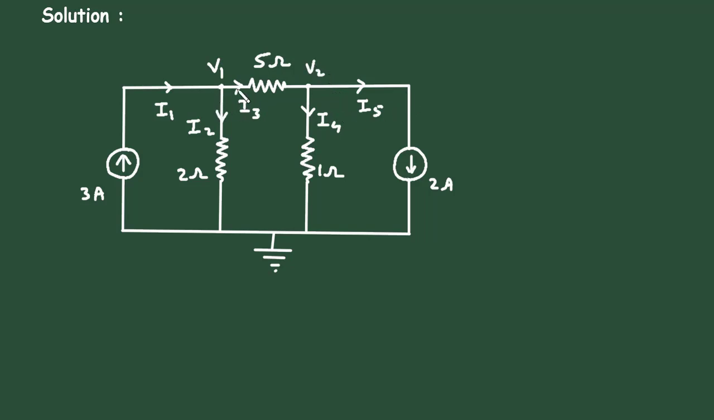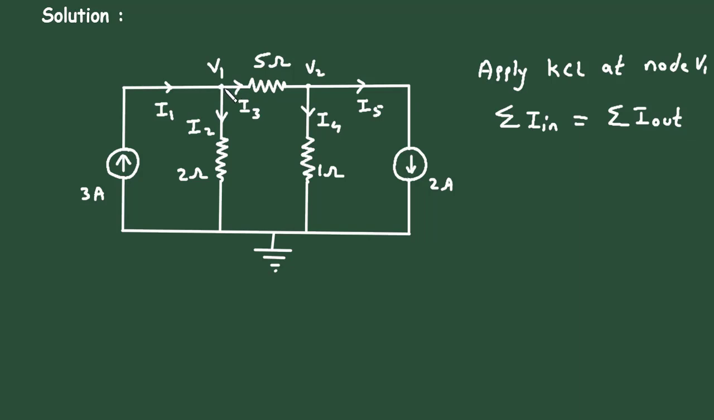Now first of all, let's apply KCL at node V1. According to KCL, that is Kirchhoff's current law, summation of all the currents entering a node is equal to summation of all the currents leaving the node. Now here at this node, the only entering current is I1. So here we will write I1 is equal to the leaving currents, I2 plus I3.